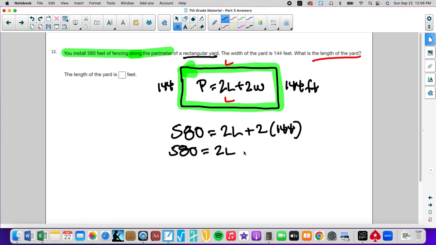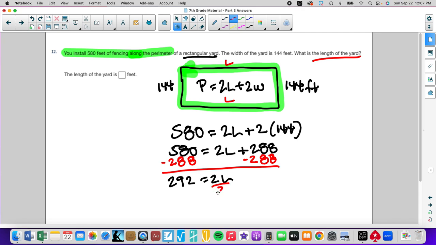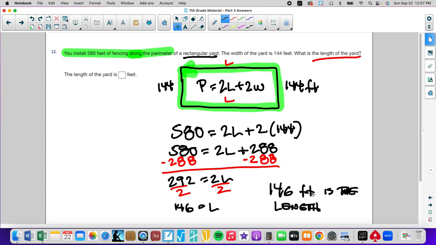580 equals 2L plus 288. Let's subtract 288 from both sides. That gives us 292 equals 2L. Divide both sides by 2, and we get 146 equals L, and that needs to be in feet. So it's 146 feet is the length of the rectangular yard. Good?